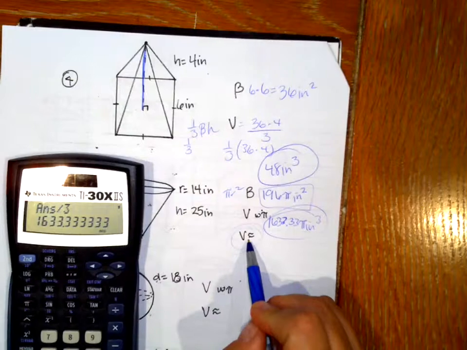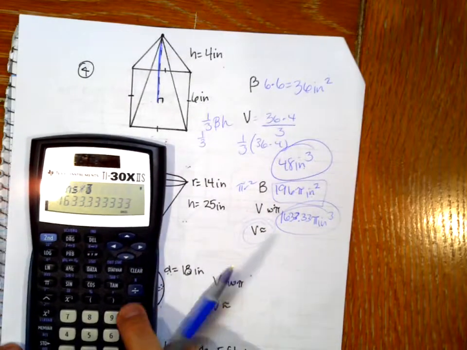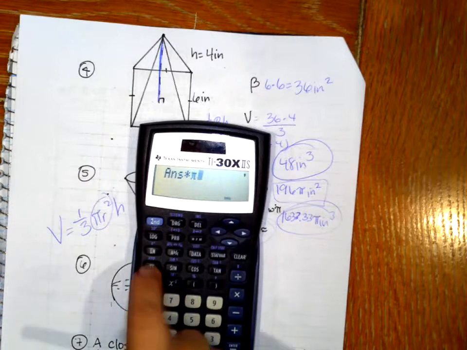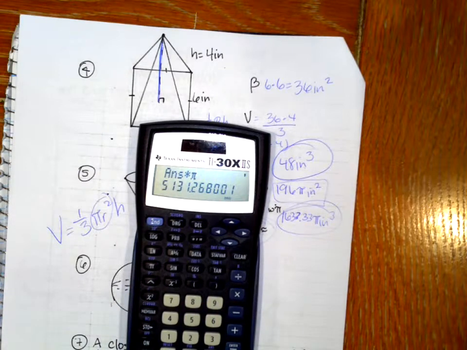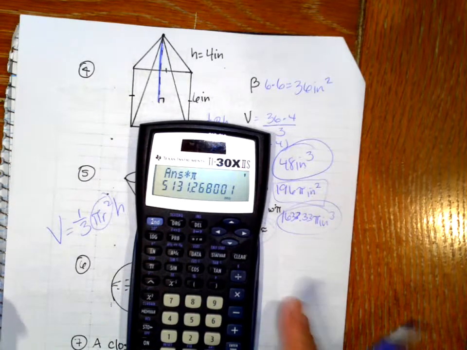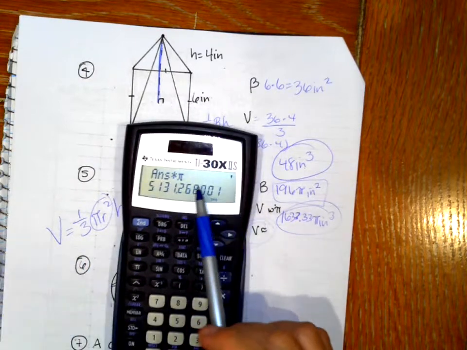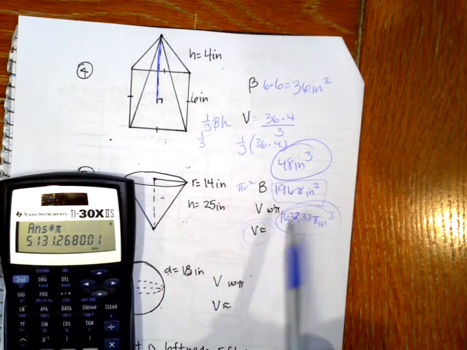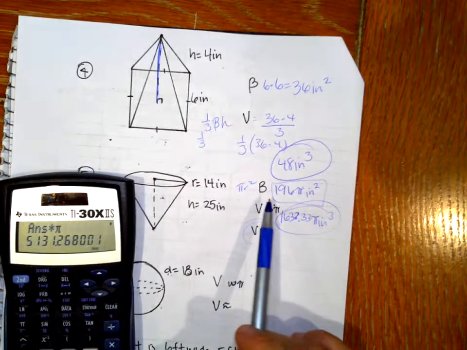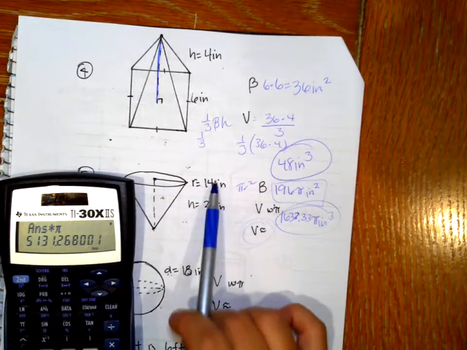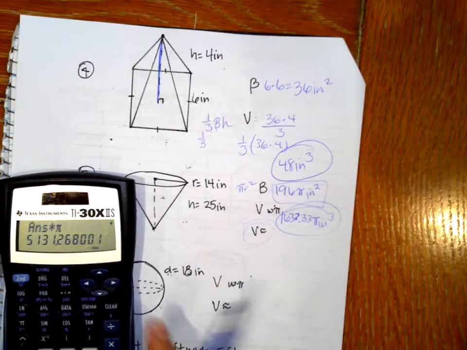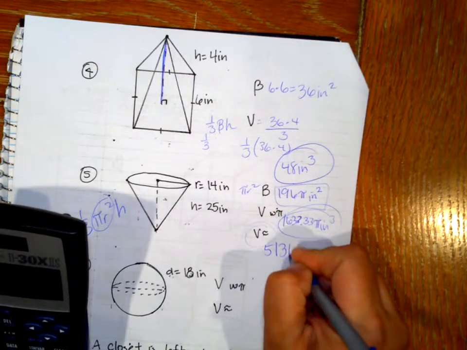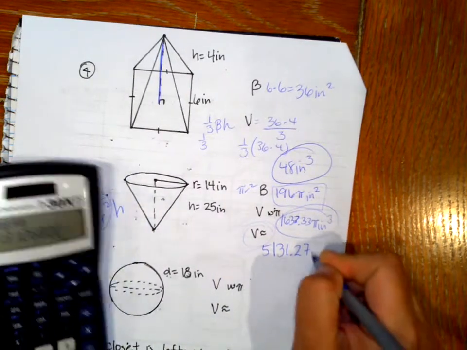For the approximate, you would take your answer and multiply it by pi to get your answer right there. So this is the approximate when you put in pi. Otherwise, you leave your answer in terms of pi. Again, if you have to leave your answer in terms of pi, the numbers will be much smaller than this because they're going to want you to multiply them out by hand. So my volume here is 5131.27 inches cubed.